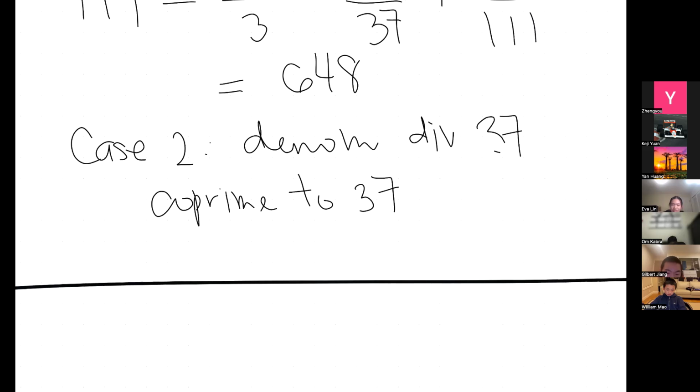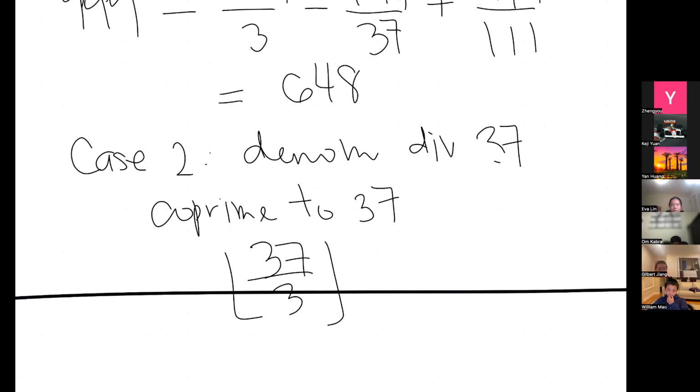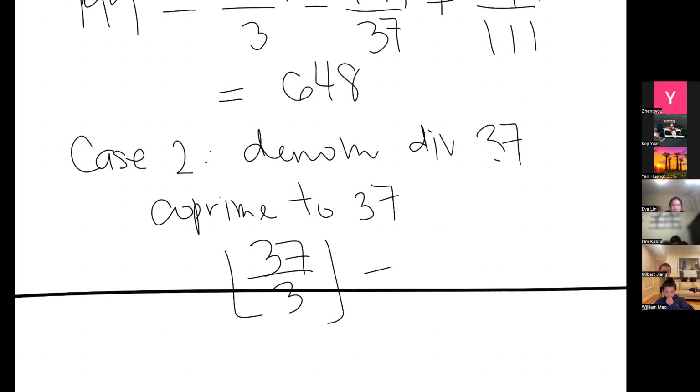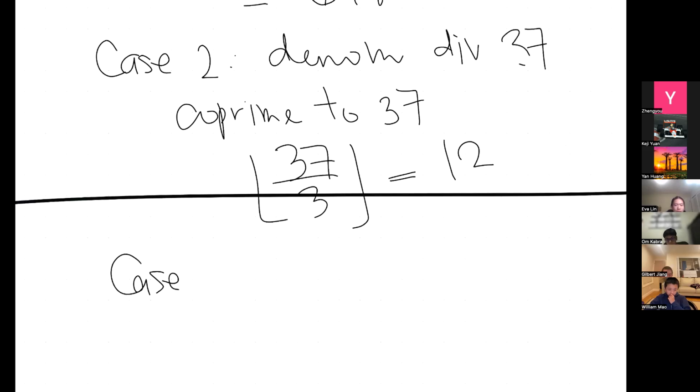Does that make sense? So that means that multiples of 3 less than 37 are also going to be possible numerators, right? And then these are new additions to our count because these multiples of 3 wouldn't have been counted as a numerator over 999, right? So we take the floor of 37 over 3 to get the number of multiples of 3 less than 37, you get 12. Okay. And then our final case, case 3, is the denominator.